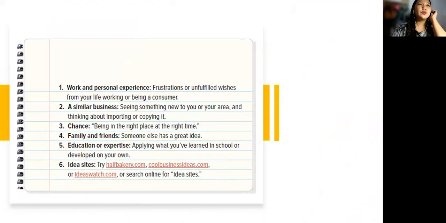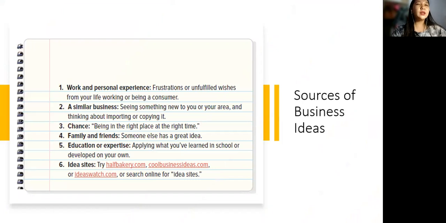Okay. So basically, we have different sources of business ideas here. And what I want you to do is, aside from what's written here, please mention some in the comment box below other sources of ideas where you can get some. So basically, number one, meron tayo kasi dito work or personal experience. So frustrations or unmet needs from your life working or being a consumer. Okay. Ito parang, you crave something or you want something pero wala pang nagbebenta sa market. So ibig sabihin, this is from your personal experience.